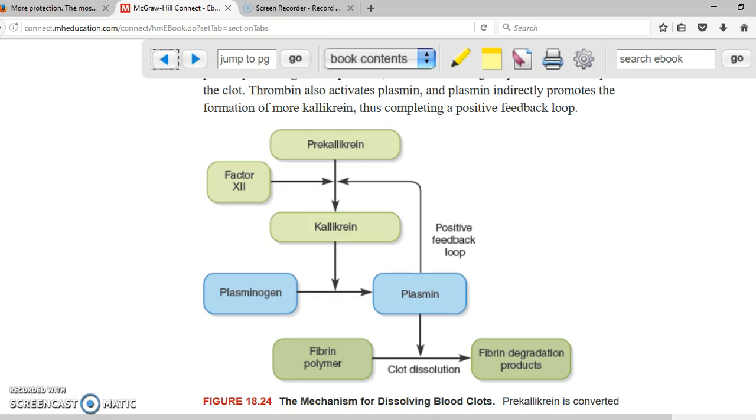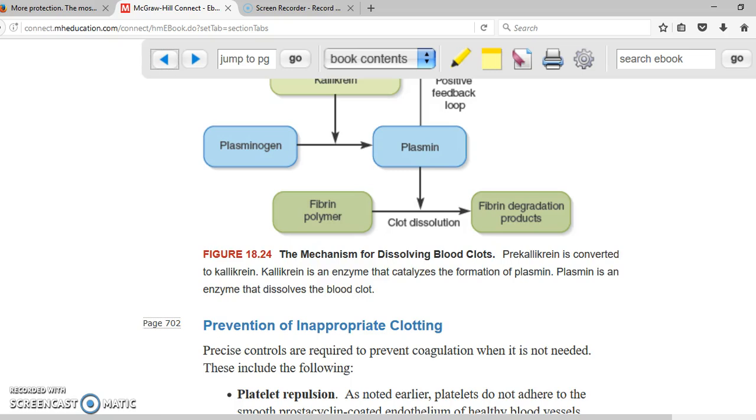So which ones are the two last steps in coagulation? Thrombin and then fibrin. Once you have the blood clot and the blood vessel has been repaired, now you need to destroy the blood clot. What are the last steps in order to destroy the blood clot? Kallikrein and plasmin. And plasmin eventually is the enzyme that is going to destroy the blood clot.